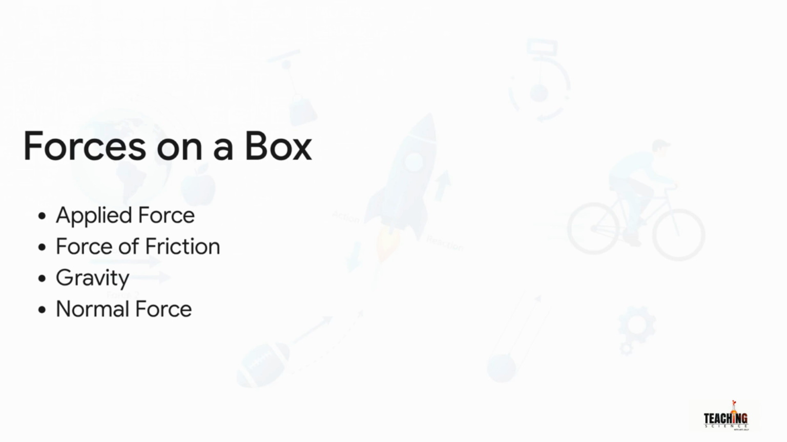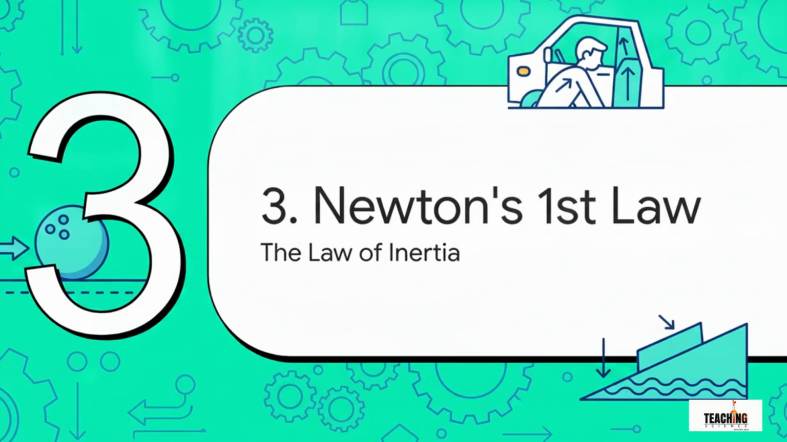Then there's your applied force, your push. But fighting against you is the force of friction from the floor. If the box is just sitting there stalled, it means your push and the friction are balanced. To finally make that box slide, you have to push harder and create an unbalanced force. And this builds directly into Section 3, Newton's first law of motion, also known as the law of inertia.